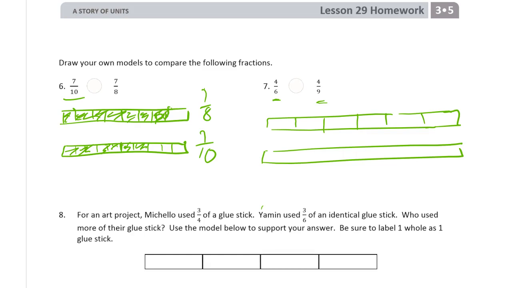So let's see, ninths is going to be thirds of thirds. So here's our thirds marks. That's about a third, right? And then we'll make each third into three equal parts. That's pretty good. All right. So 4/6, I'm going to label this 4/6. 1, 2, 3, 4 shaded in. And then 4/9 is 1, 2, 3, 4. 4/9. You can see 4/6 is greater. Alligator eats the bigger number.